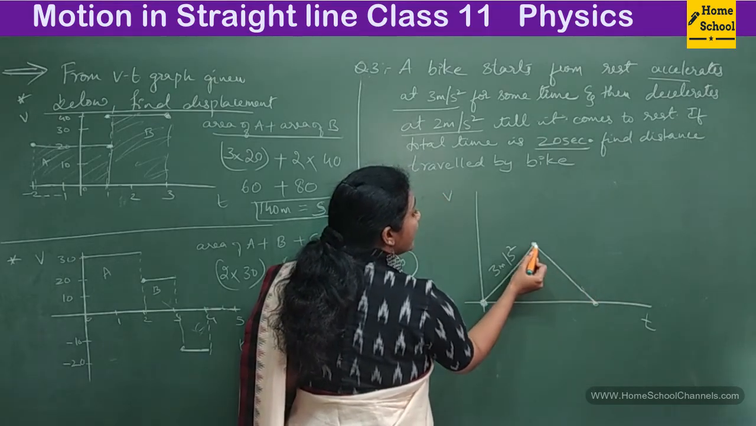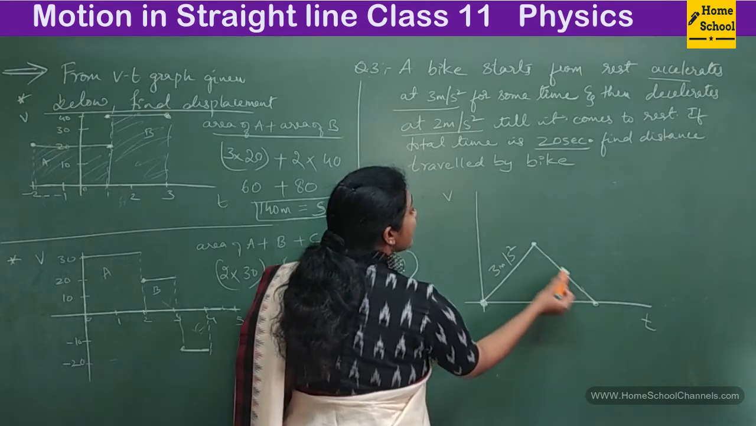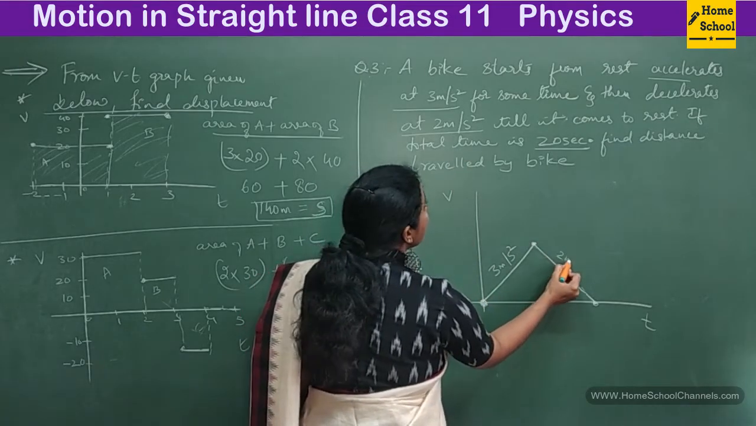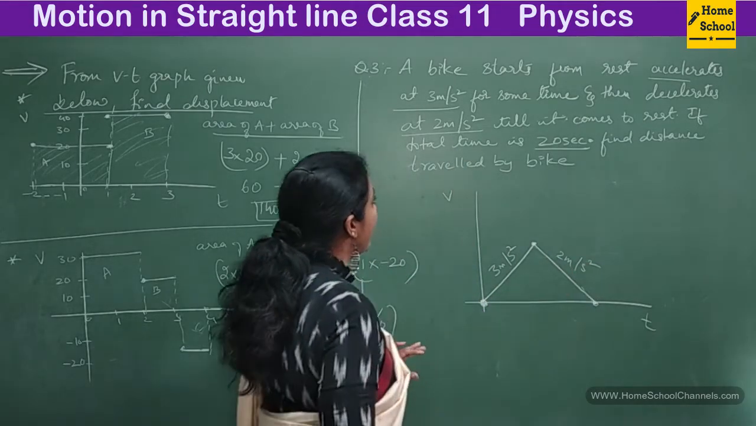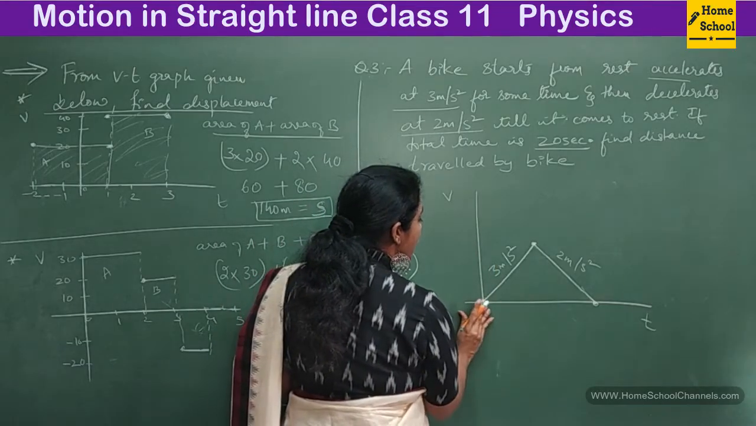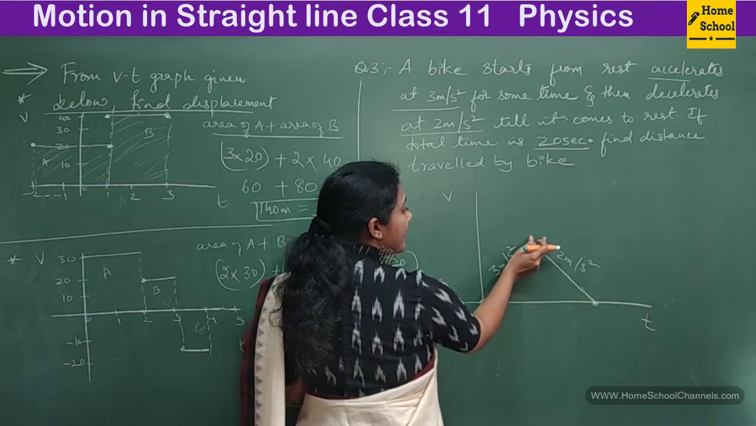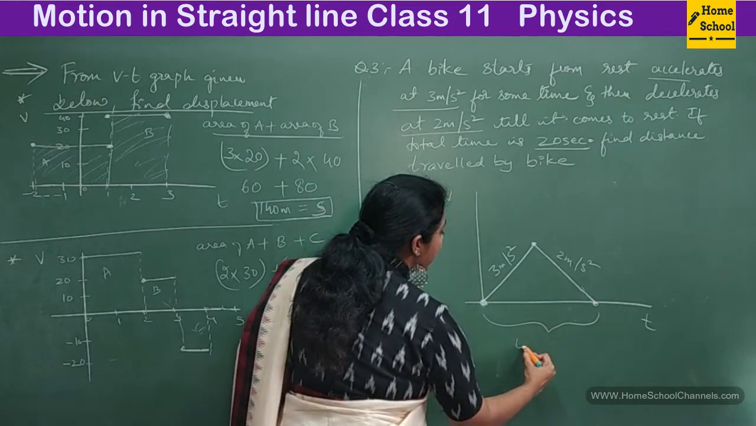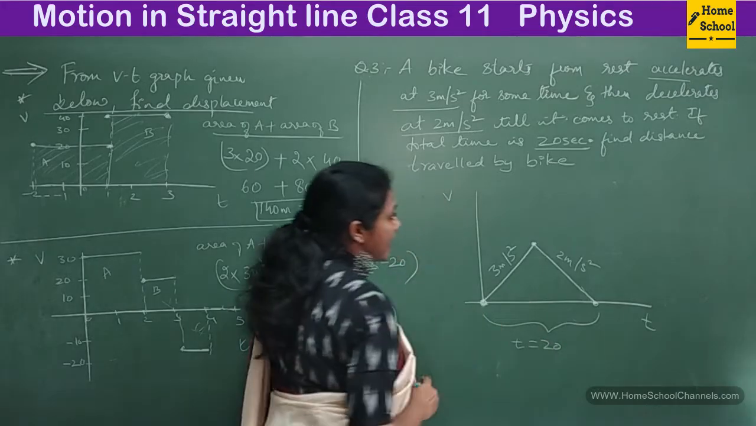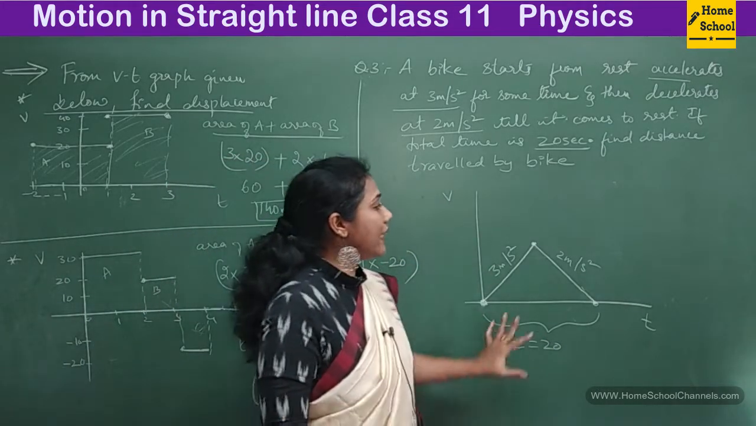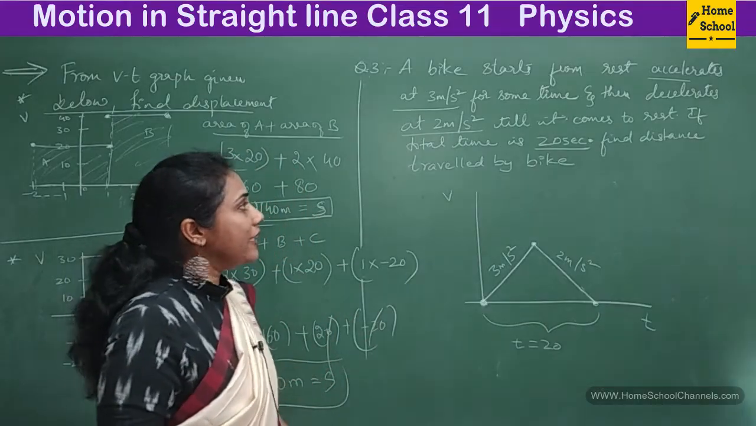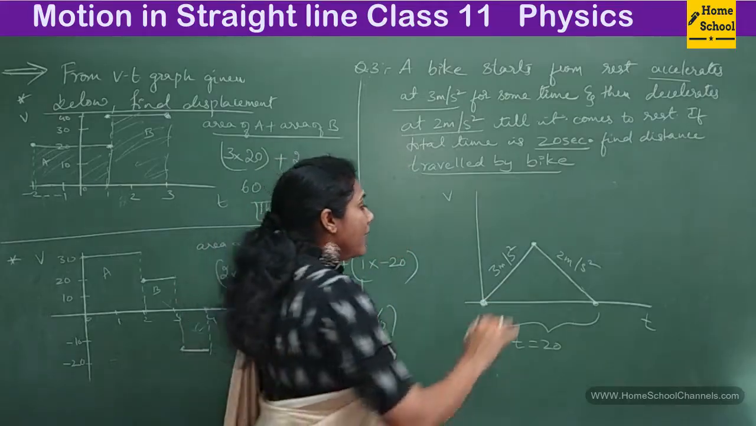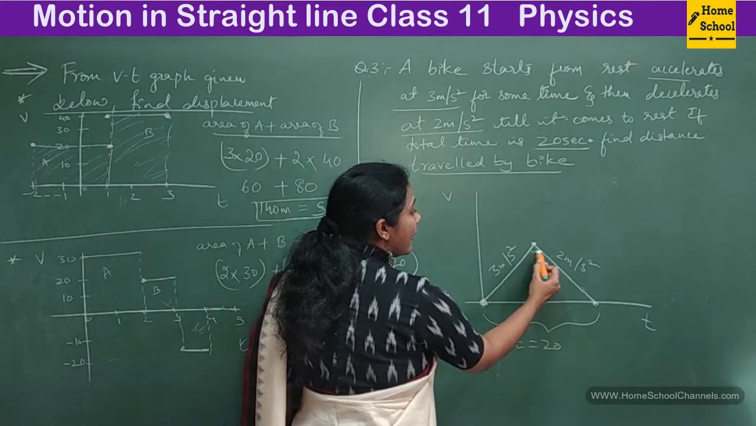And what is this line's slope? Acceleration means this line's slope. So what is that? 2 meters per second square. Okay, so all that will happen. So the object coming to this point, again from this point to this point, this will happen within a time gap of 20 seconds. Okay, so this is the graph that I plotted. And what I need to find out is the distance traveled by a bike. That means displacement.